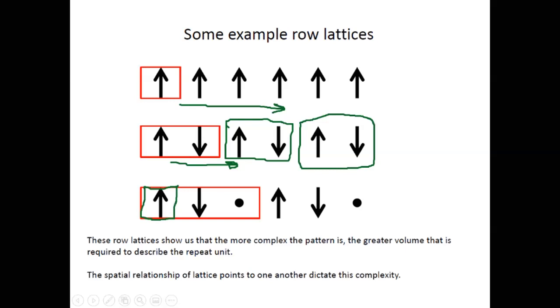So you have to include everything that gets repeated. You can't just include the up arrow because it doesn't get repeated periodically. It's the up arrow, then the down arrow, then the dot. So all of these 3 items get repeated in the 1 dimension.